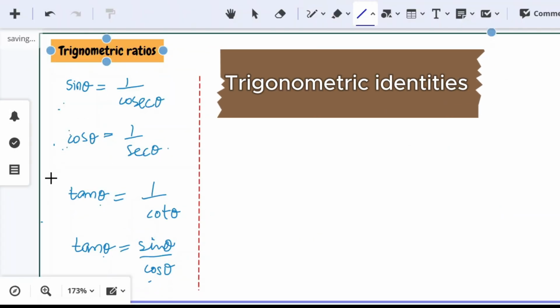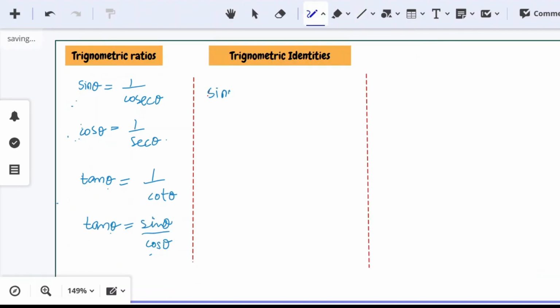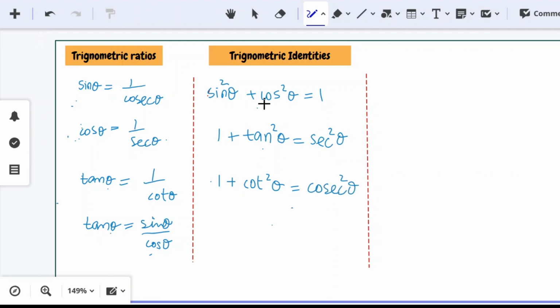As we know the trigonometric ratios, there are some trigonometric identities which you need to remember. So one is sine square plus cos square is equal to 1. 1 plus tan square is equal to secant square, and 1 plus cot square is equal to cosecant square. We'll use these trigonometric ratios to solve the questions. Let's go to the questions.